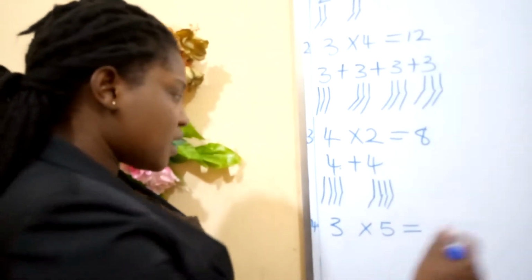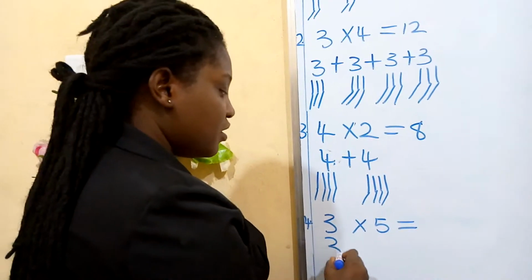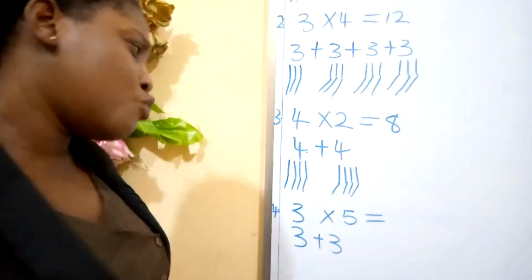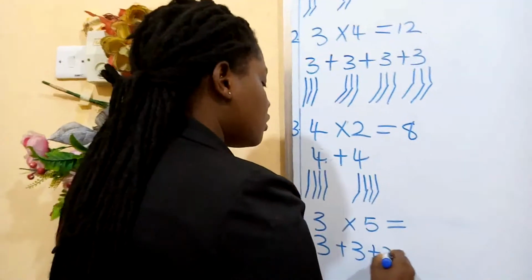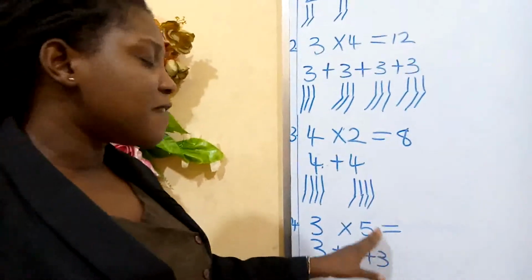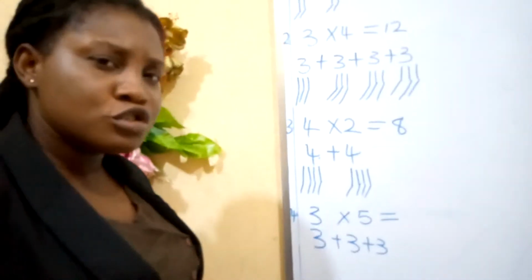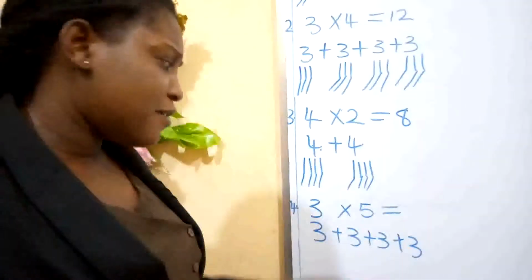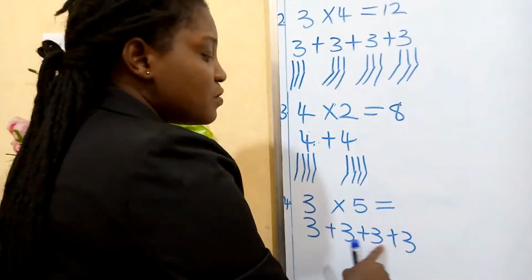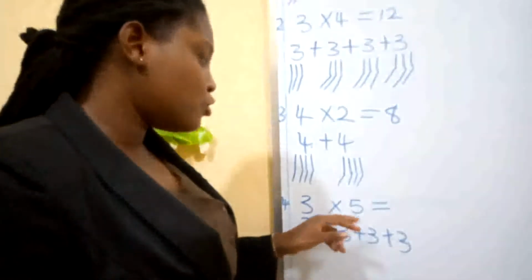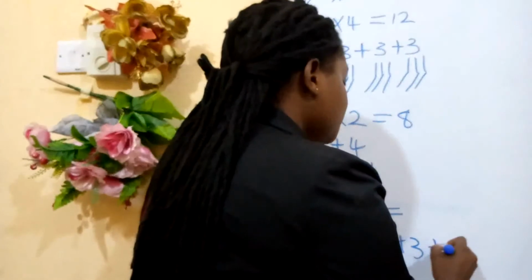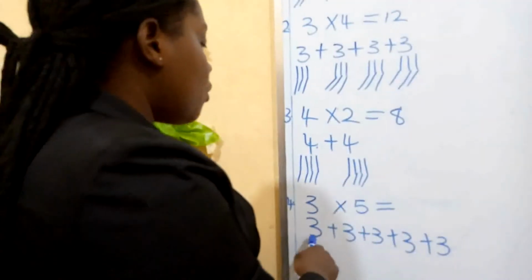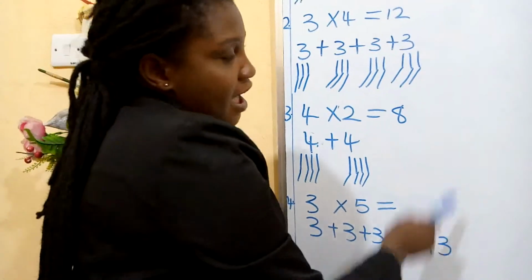Good. Let's do it together. We have here 3 plus 3. Should we stop there? No. You continue. Plus what? 3. Is that 3 up to 5? It is not. So we will continue. Plus 3. Is it up to 5? Let's count. 1, 2, 3, 4. It's not up to 5. So we continue. Plus 3. Is it up to 5 now? Let's check. 1, 2, 3, 4, 5.